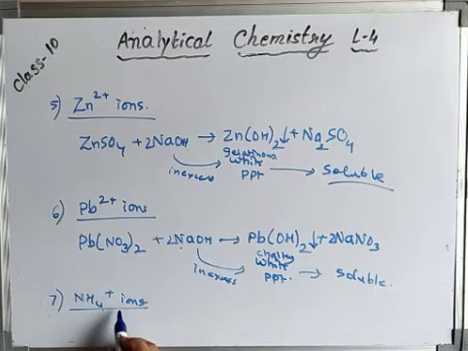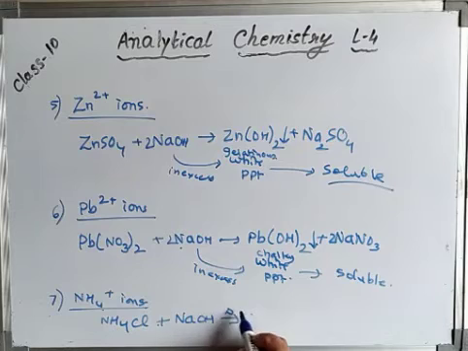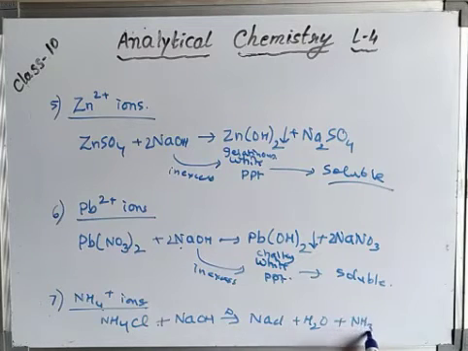Now let us see the example. Any ammonium salt you can take; I am taking NH4Cl. When it reacts with NaOH, on heating, it will give NaCl plus H2O plus NH3. Ammonia gas will be evolved.